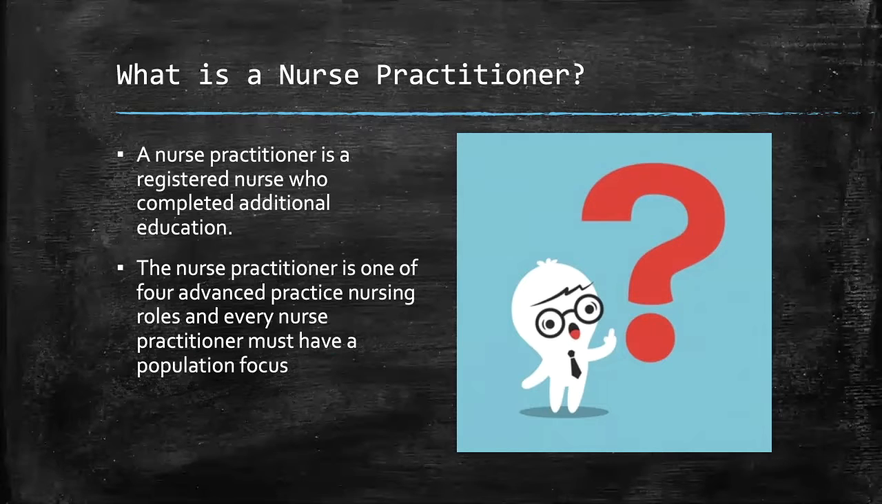Every nurse practitioner must have a population focus, and they choose from one of 6 populations: family, or the individual across the lifespan, adult gerontology, neonatal, pediatrics, women's health and gender issues, and psychiatric and mental health. The family nurse practitioner, which is the focus of this presentation, cares for patients across the lifespan.